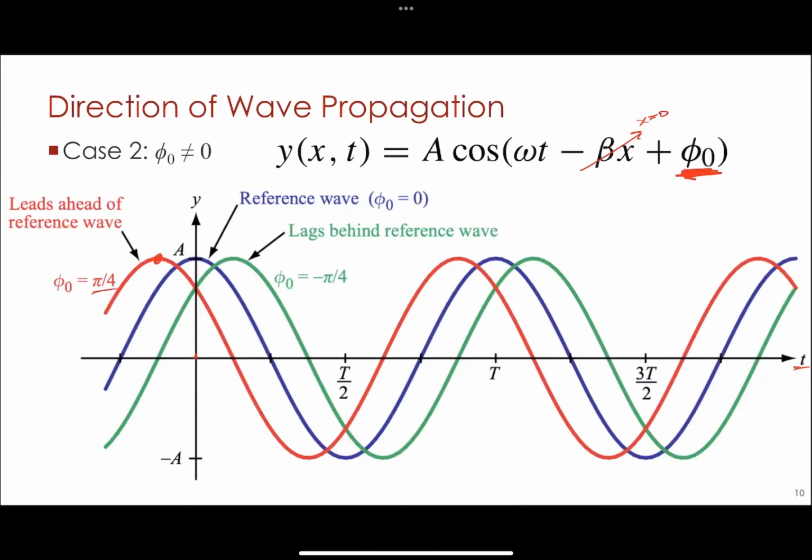The other way around, if phi 0 is a negative value, it shifts it to the right. So essentially, if you add a positive thing, every point in your cos function appears earlier because you added something positive to it. If you have a negative thing, everything is delayed.